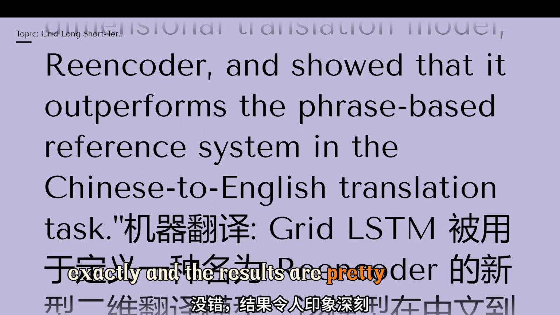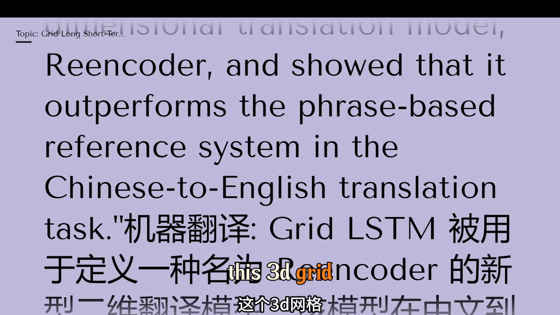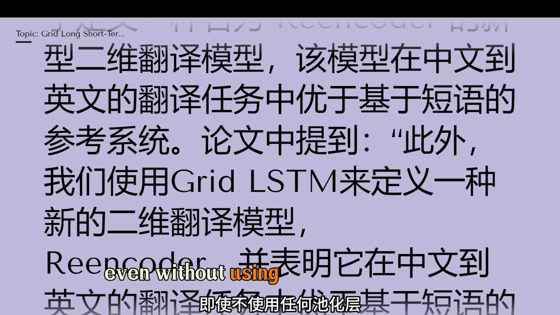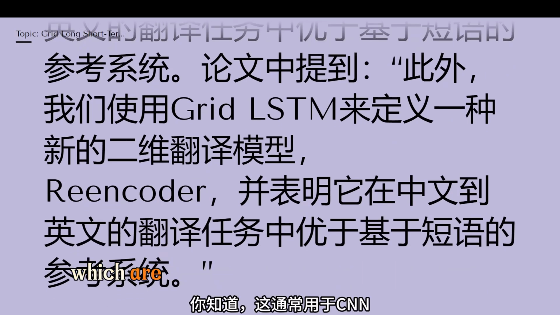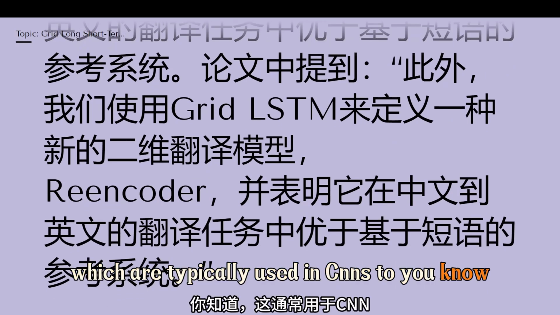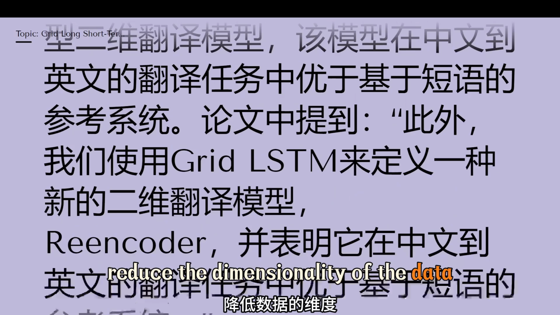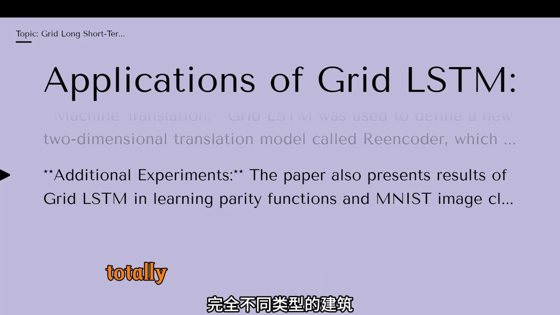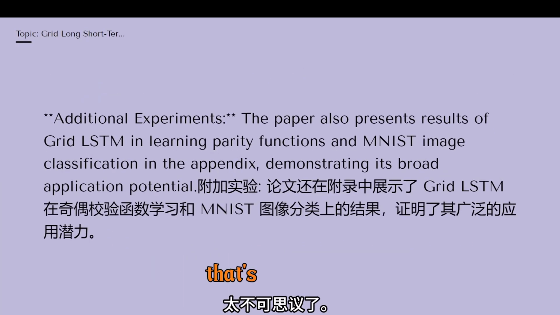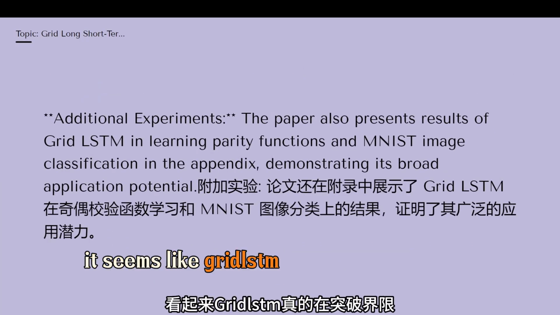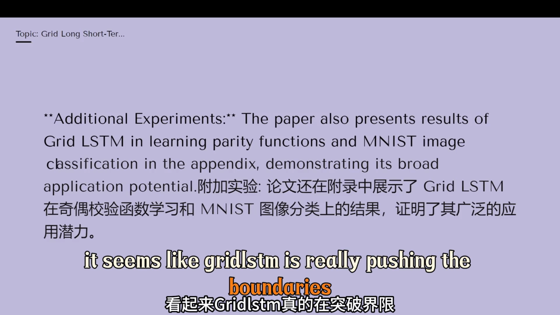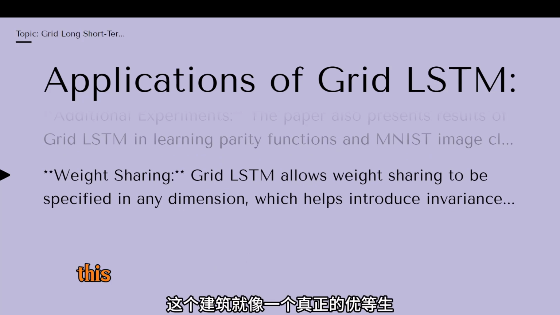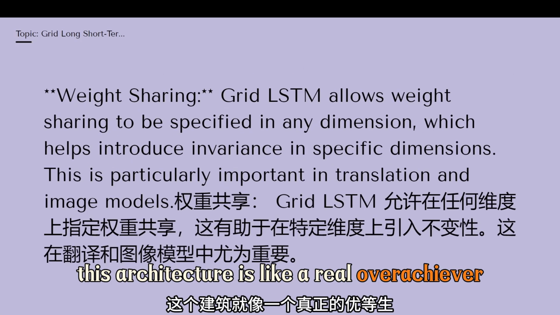Exactly. And the results are pretty impressive. This 3D Grid LSTM achieved near state-of-the-art performance on MNIST, even without using any pooling layers, which are typically used in CNNs to reduce the dimensionality of the data. So it's competing with the best CNNs out there, even though it's a totally different type of architecture. That's incredible. It seems like Grid LSTM is really pushing the boundaries in both natural language processing and computer vision. This architecture is like a real overachiever.